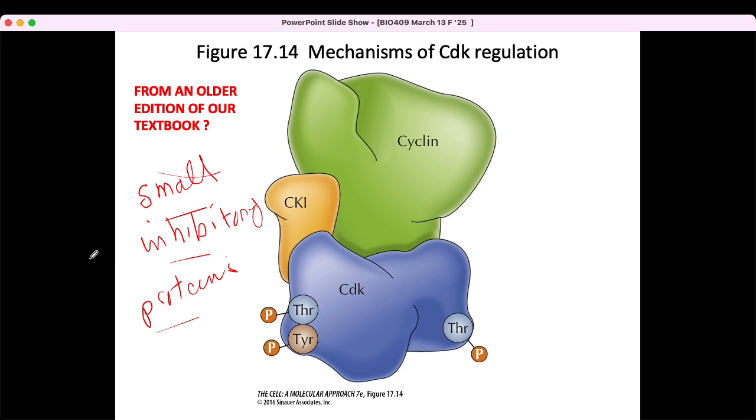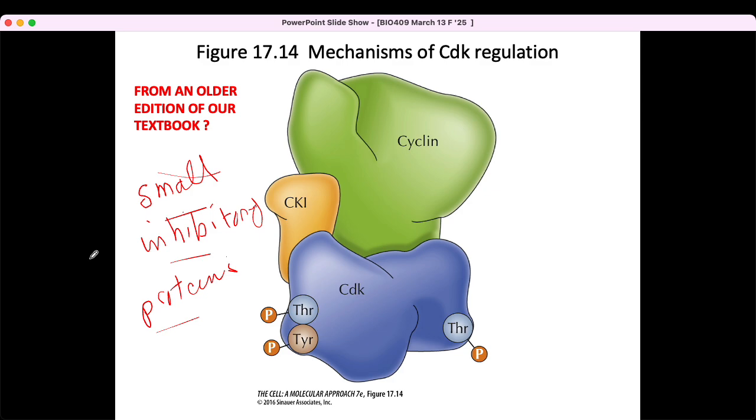You know, for exam 2, what's the big difference between CDK regulation at G2 to M versus G1 to S? At G2 to M, it's all about phosphorylation. At G1 to S, yes, there's a phosphorylation story that we're not going to learn about, but it's there, plus cyclins, plus small inhibitory proteins. It gets more complicated. And we'll learn a couple of examples of small inhibitory proteins.